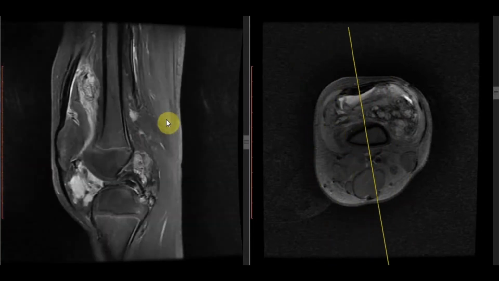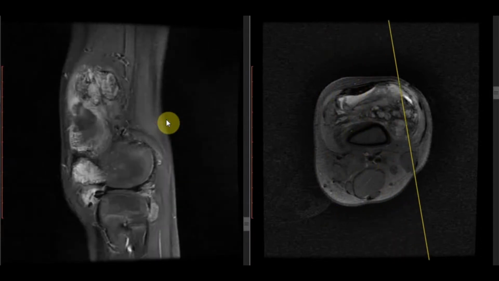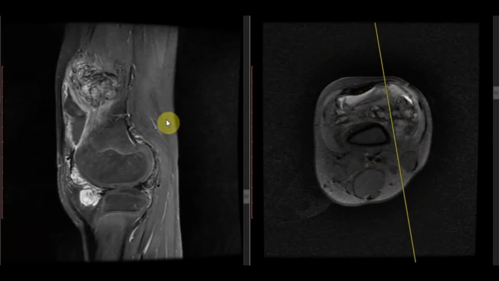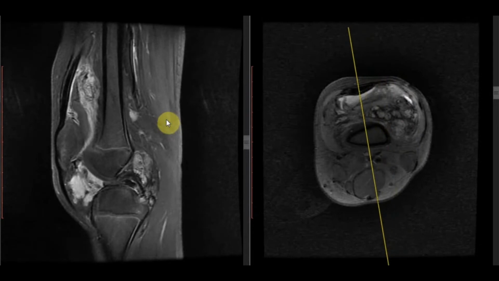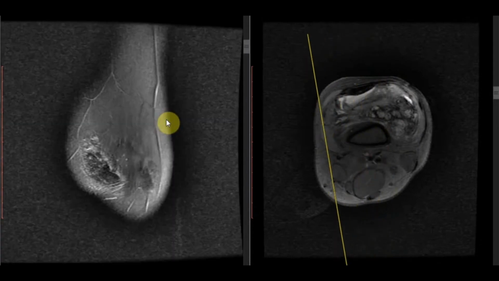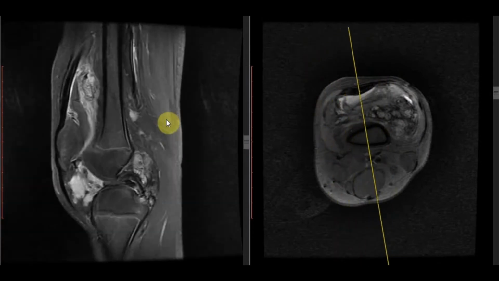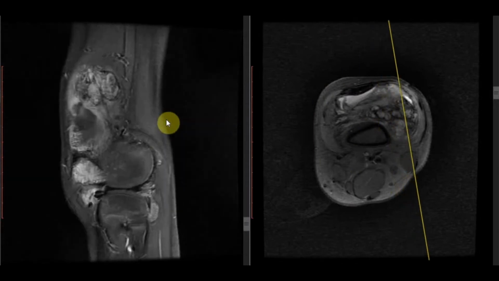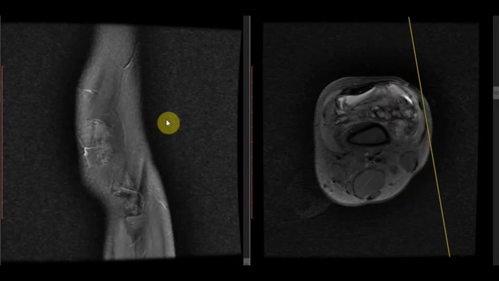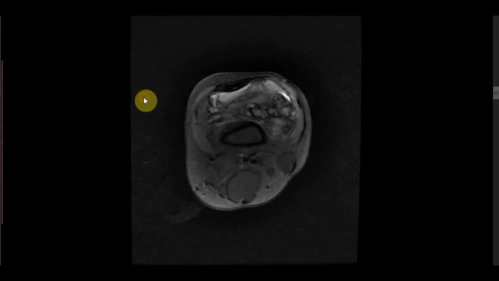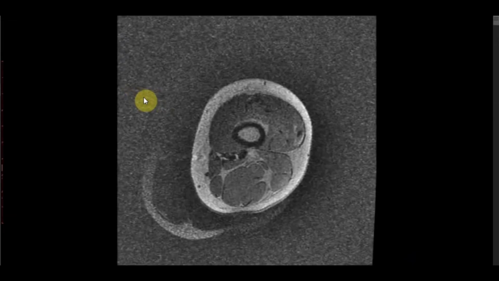So this is the sagittal postgadolinium T1 weighted sequence, and we can see intense enhancement in the synovial lining. So this is a case of diffuse PVNS involving knee joint in a pediatric patient. Let's move to the next case.